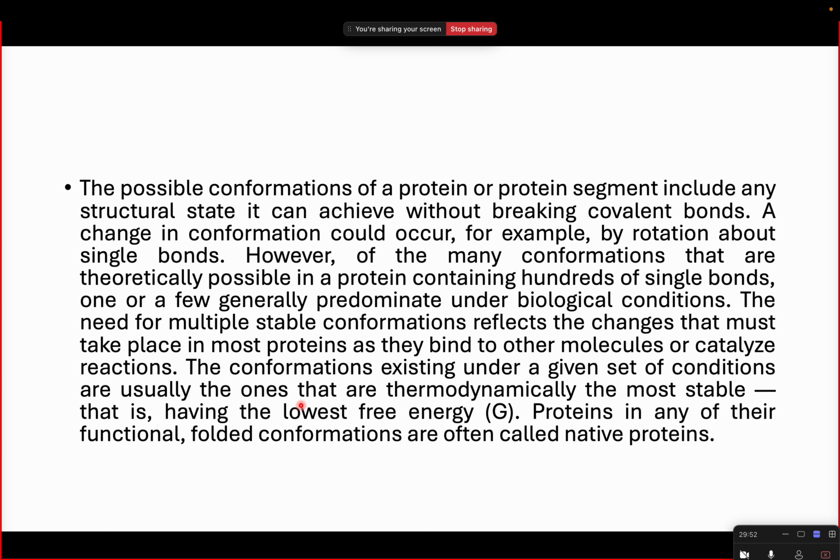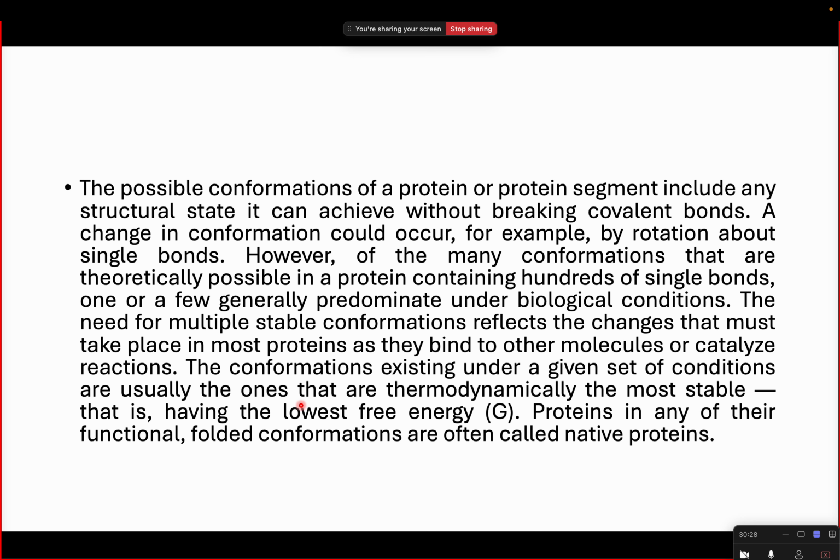The possible conformations of a protein or protein segment include any structural state it can achieve without breaking covalent bonds. So what are the conformations which are permissible? These are the ones which are not going to break the covalent bond, right? A change in conformation could occur, for example, by rotation about single bonds. However, of the many conformations that are theoretically possible in a protein containing hundreds of single bonds, only one or a few generally predominate under biological conditions.